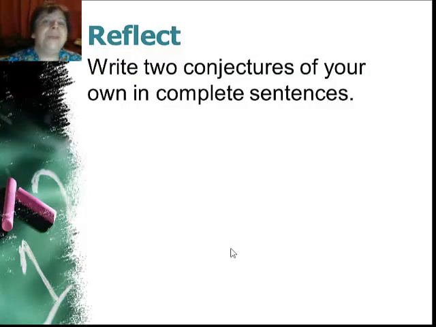So what we would like you to do for today's lesson is to write 2 conjectures of your own in complete sentences. They do not have to be geometry or math conjectures. So just say, this must be true based on observation.